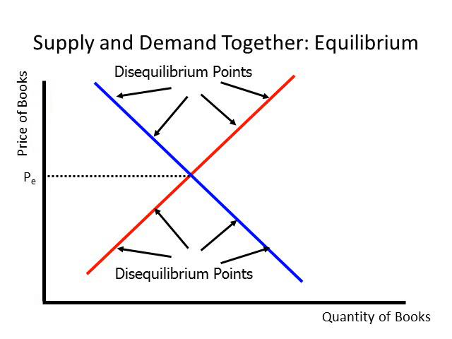Disequilibrium points are points where the supply of the good exceeds the demand for the good, or the demand for the good exceeds the supply. Disequilibrium points above the equilibrium price are points where the supply of the good exceeds the demand for the good. Disequilibrium points below the equilibrium price are points where the demand for the good exceeds the supply of the good.